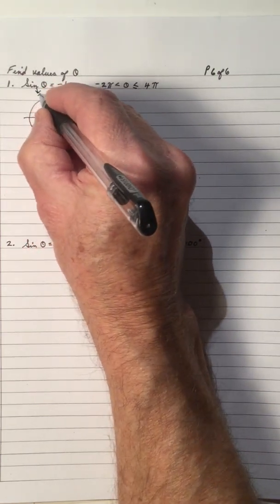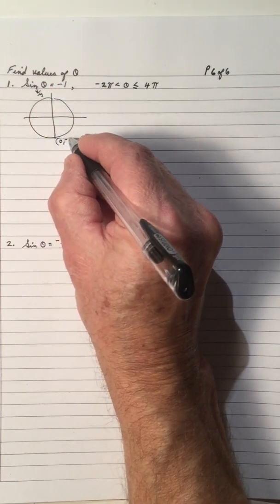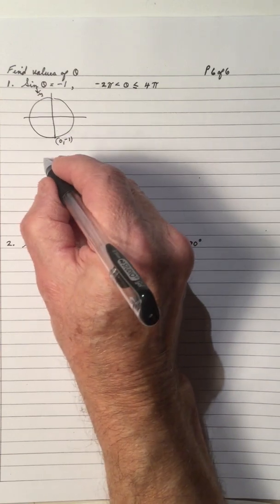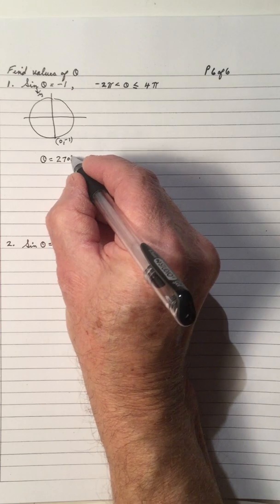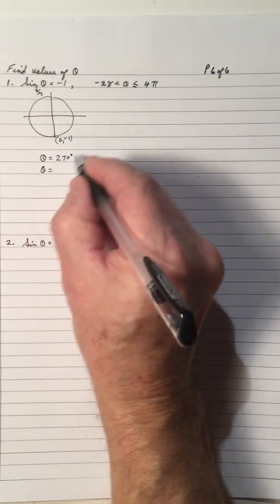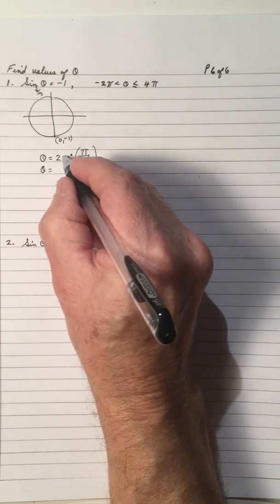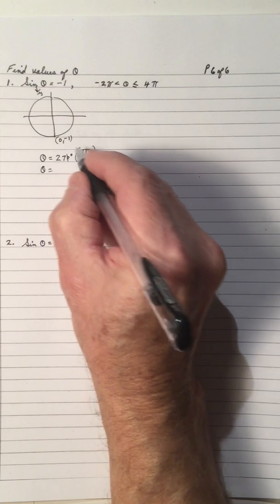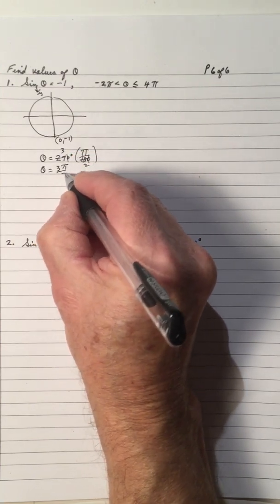Sine is the y. Where is y? -1. So x is 0, y is -1. That's right there. So that means theta is 270 degrees. And 270 degrees multiplied by pi over 180. The zeros cancel. 9 is 2. 9 divided into here is 3. So that's 3 pi over 2.